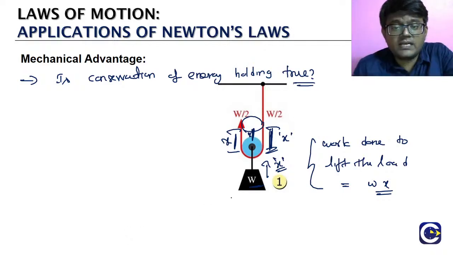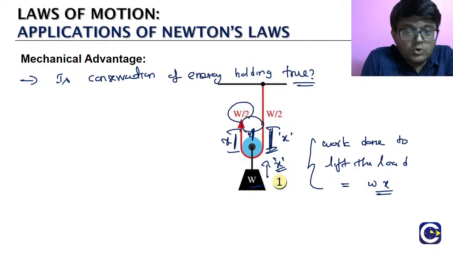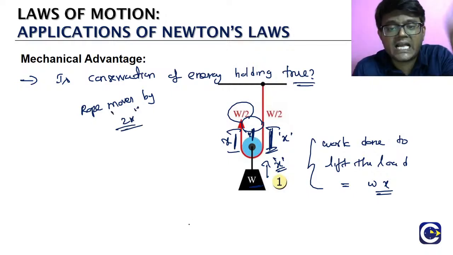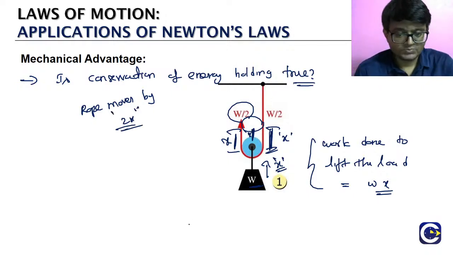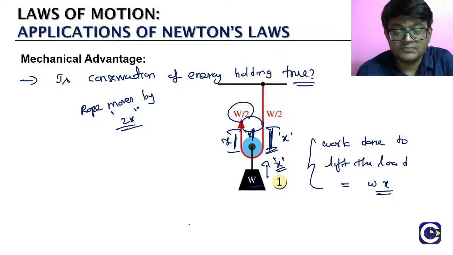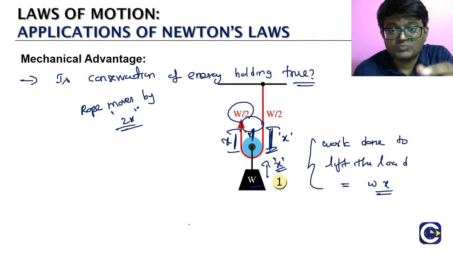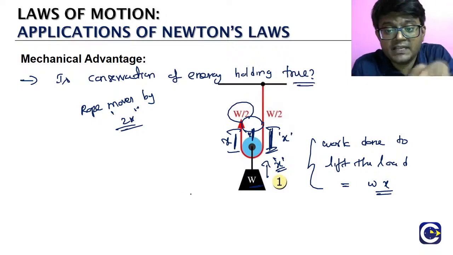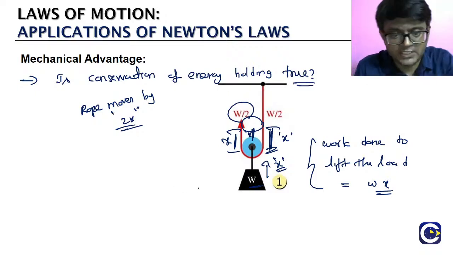How is this covered? The rope should move by how much? 2x. Only then can we cover that slack. This means the weight or load is moving by a distance x, or having a displacement x. Then the effort should create a displacement of how much? 2x. That is the rope movement, the displacement that should be given by the effort.